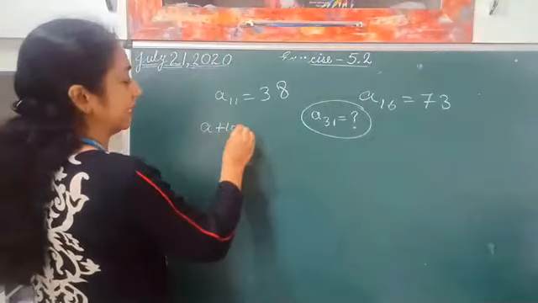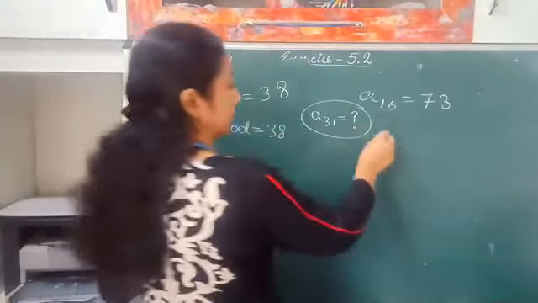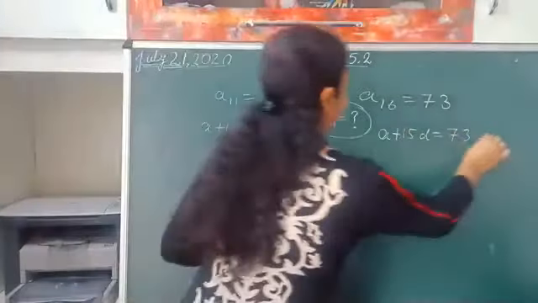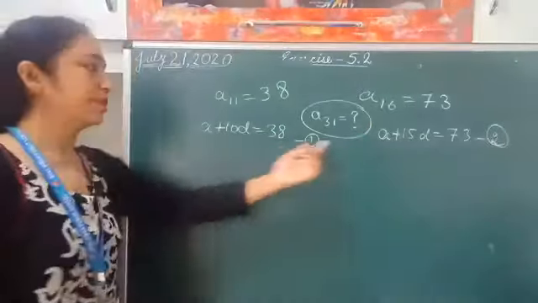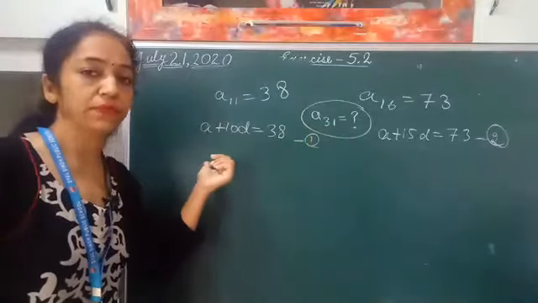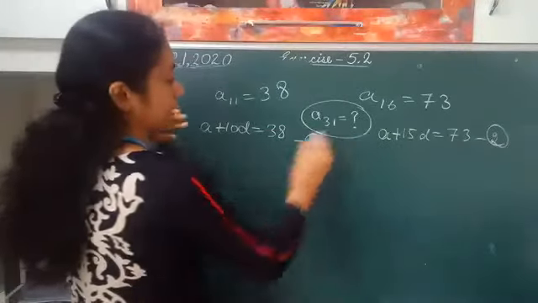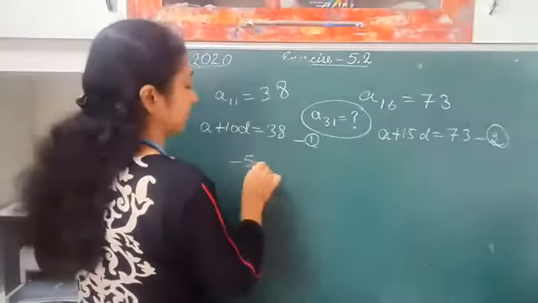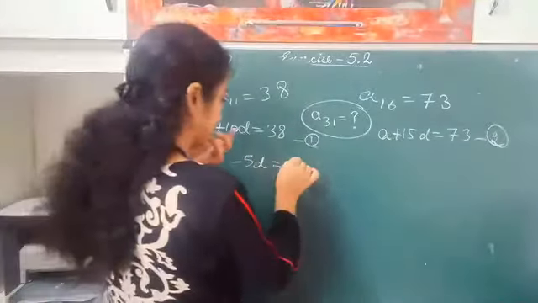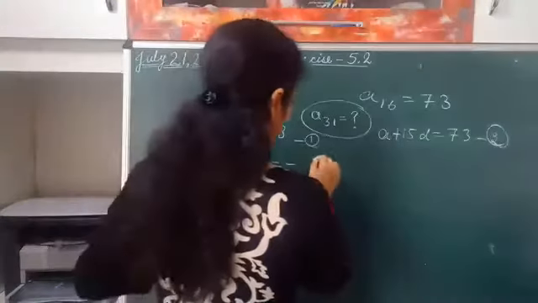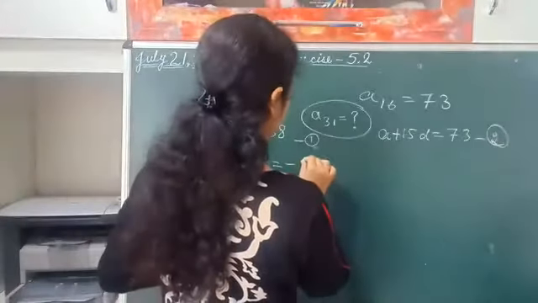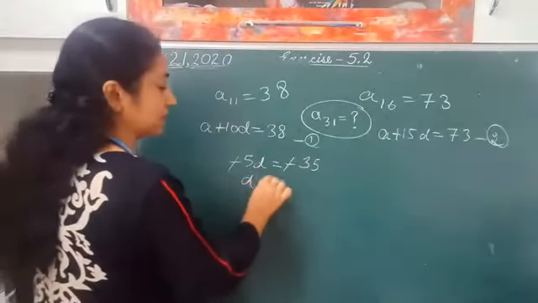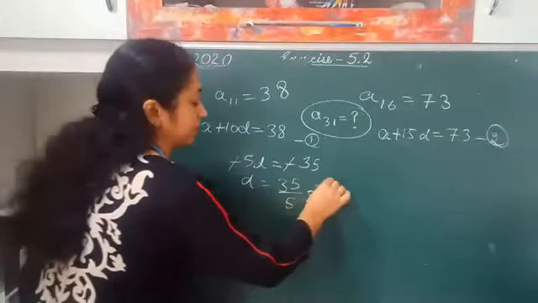We are writing A plus 10D is equal to 38, and this is A plus 15D is equal to 73. In both the equations, the coefficient of A is same, so we will subtract the two equations. आप जैसे ही subtract करेंगे, A minus A, आपका A से A cancel हो जाएगा, and you will get 10D minus 15D, minus 5D is equal to 38 minus 73. This will also come in negative, और कितना आएगा? Minus 35. Minus and minus will get cancelled. So D is equal to 35 upon 5, that is 7.